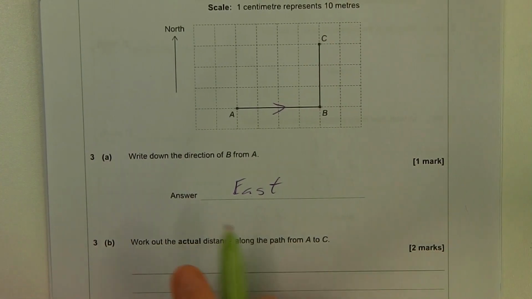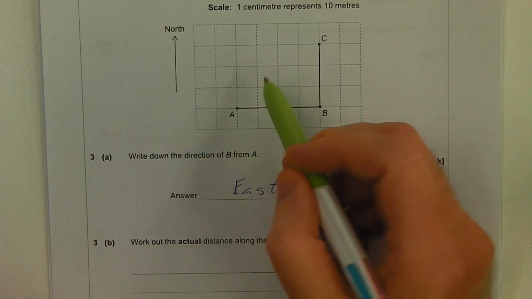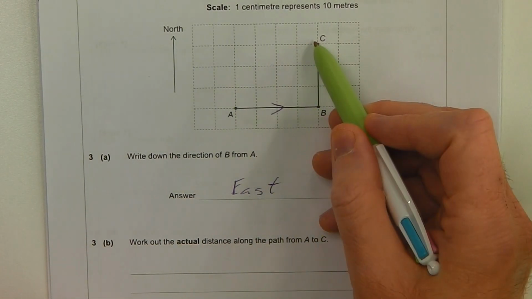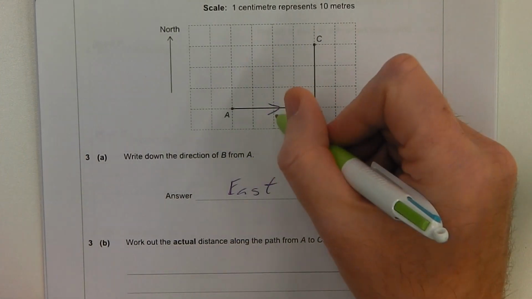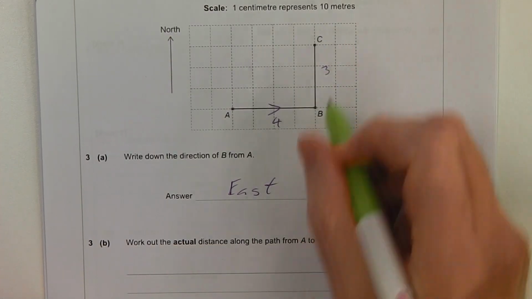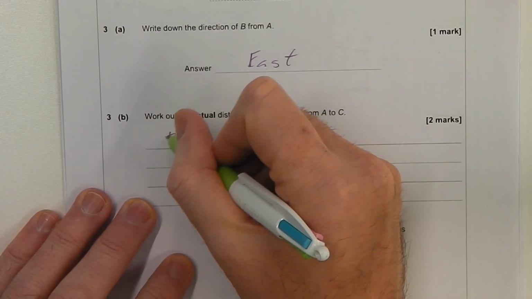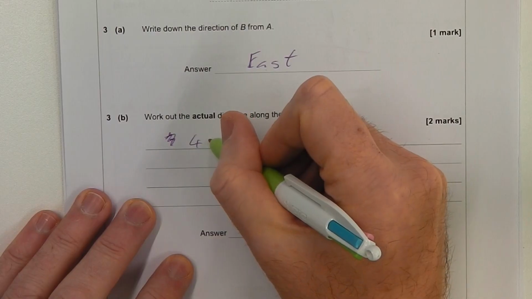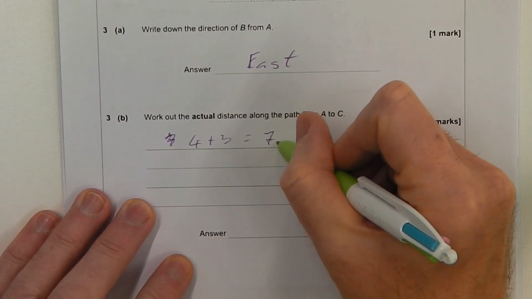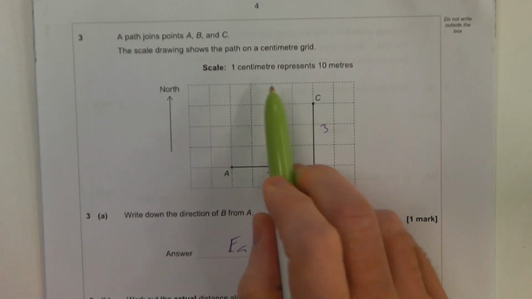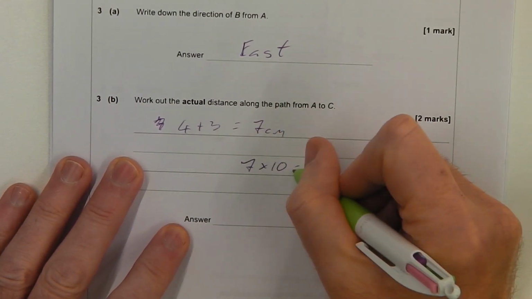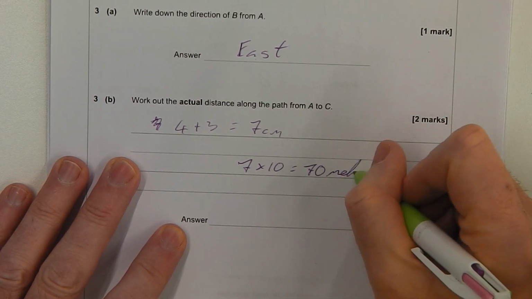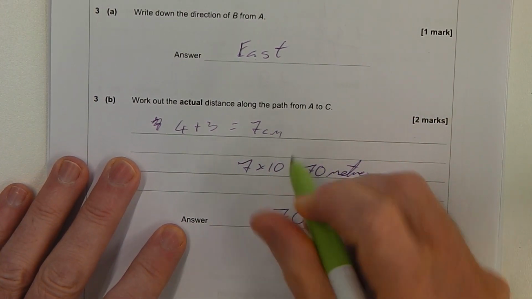And then this next one, we'll work out the actual distance along the path from A to C. Don't measure between A and C, it wants the path. And it's on a centimetre grid, so this path is 1, 2, 3, 4 along, and this one is 3 along. So what we do is, jumping ahead there, 4 plus 3 gives us a total of 7 centimetres, and we know that 1 centimetre represents 10 metres. So 7 times 10 gives us 70 metres, and that is my answer for there. Okay.